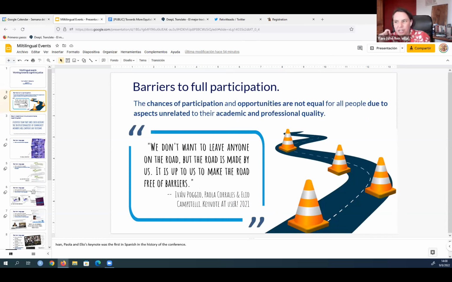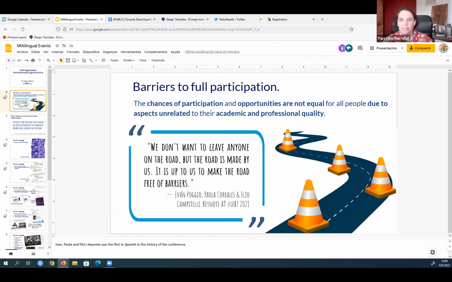The chance of being part of a conference, the opportunities are not the same for everybody. And most of the time that has nothing to do with their quality as a professional, an academic, or an industrial practitioner. So this phrase that I'm showing you here was said by Ivan, Paola, and Nelio, who were part of Metadocencia, one of the grantees of the CSNS. We don't want to leave anyone off the road, but the road is made by us. So it is up to us to make the road free of barriers.